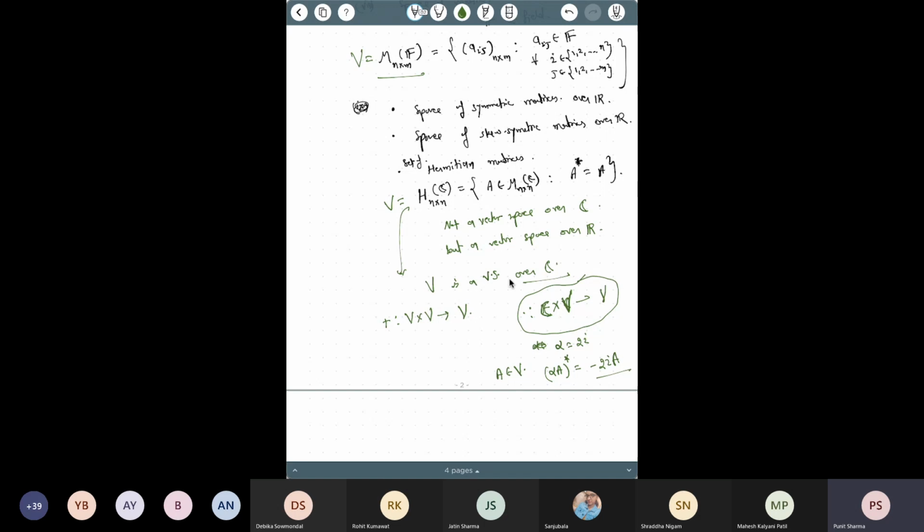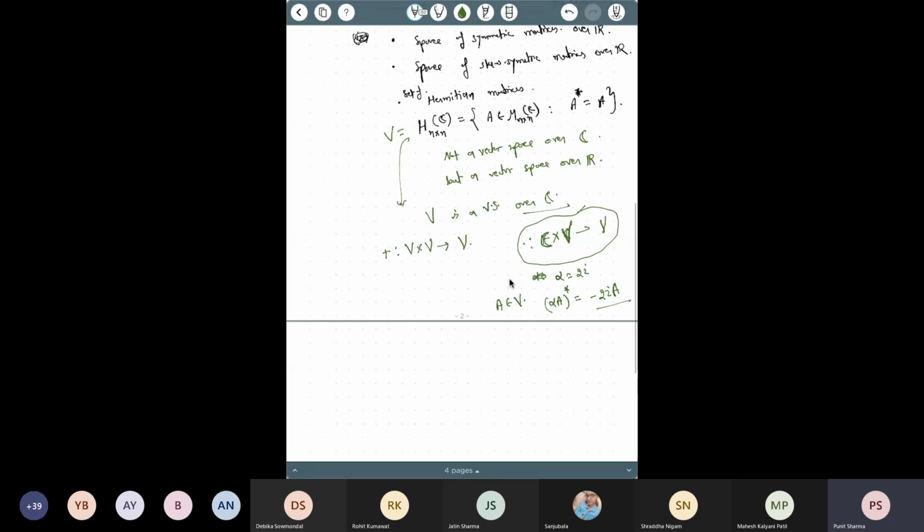So V is not a vector space over C, but the same thing is not true over R, because in this case it is closed under scalar multiplication. This set is closed under scalar multiplication over R, and you can check the other properties also, and therefore this forms a vector space over R. Is it okay? Yes, sir. Okay.